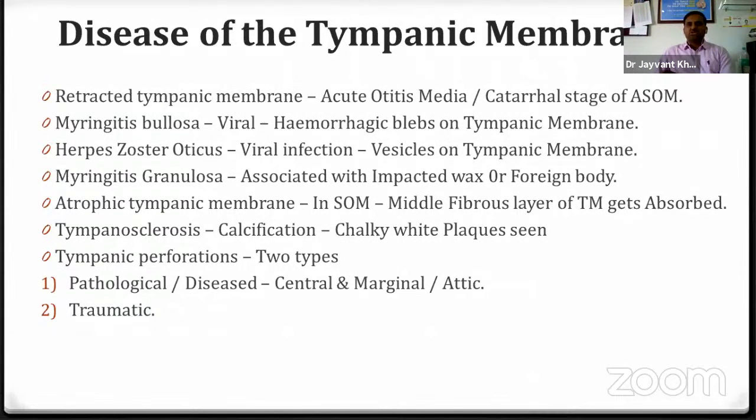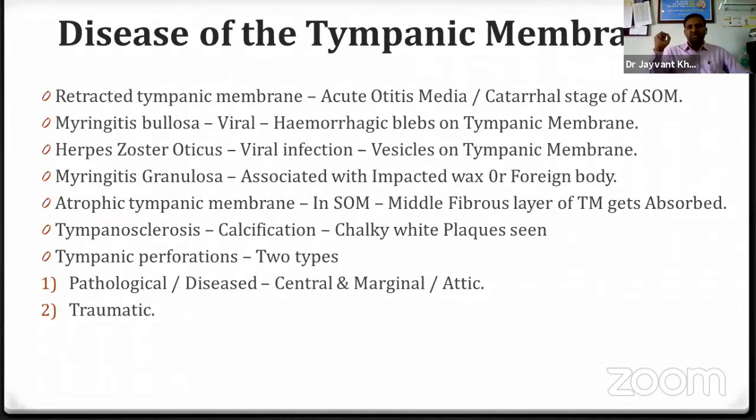When there is a pathology in the middle ear or in the eustachian tube, the middle ear pressure, which is positive in normal condition, turns into negative pressure. The tympanic membrane, which is normally mobile or obliquely situated, turns into a retracted tympanic membrane due to negative pressure in the middle ear cavity, due to obstruction in the eustachian tube.